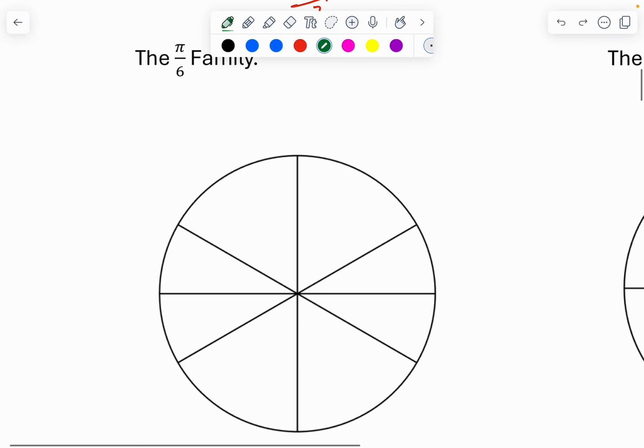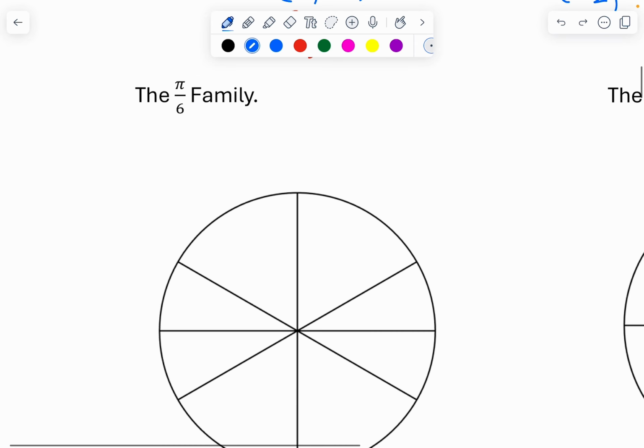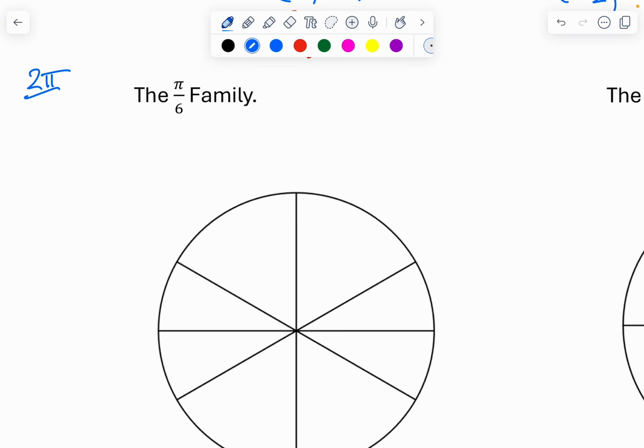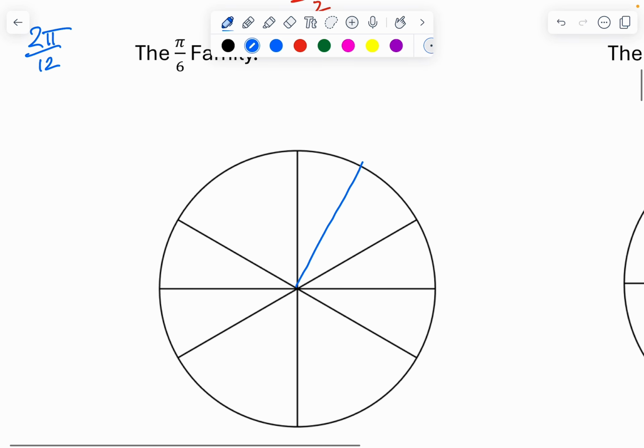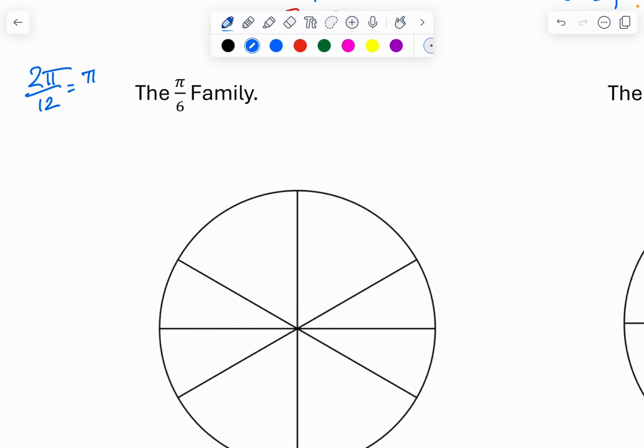The next one is the pi over 6 family. If you remember, when I took that 2 pi and divided it into 12 chunks, you don't see all 12 chunks, because there should be a chunk here and here and here and here. But those 4 that I just drew are the pi over 3 family, so we're going to save those for a minute. Each one of those chunks is pi over 6. So here's 1 pi over 6.